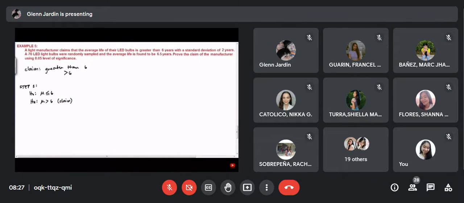Okay, let us have naman yung step 2. So, step 2 natin is yung alpha. Level of significance natin dito is 0.05. Ayan. And then, ang test to be used, so, ang test na gagamitin natin dito, hanapin muna natin yung N. Ano bang N dito? Nag-test sila ng 70. Ayan, 70 LED light bulbs per randomly sampled.